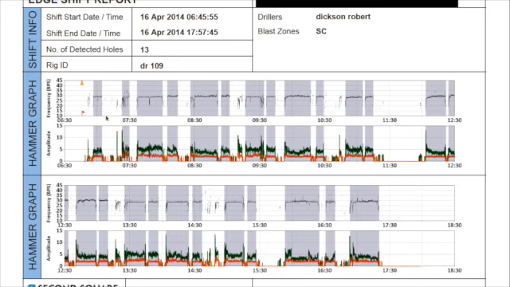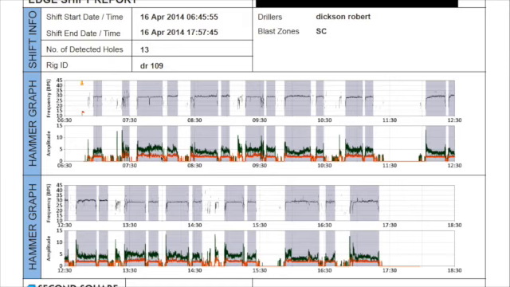Here we have the graph that shows how the hammer has been operating throughout the shift. The top set of the graph shows the frequency expressed in beats per second by the hammer. That's what we see in this part of the graph, and here as well. The bottom part of the graph shows the amplitude or the energy of the hammer that Edge has recorded. The green line shows positive energy and the red line shows wasted energy.